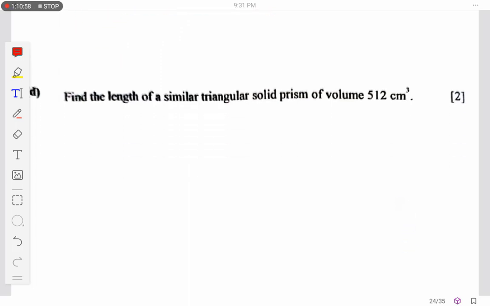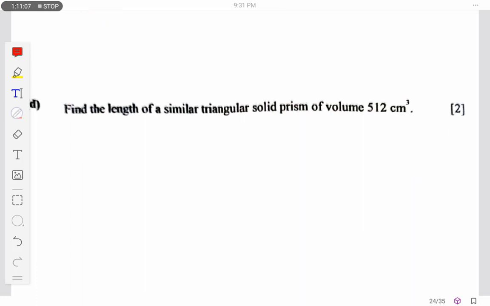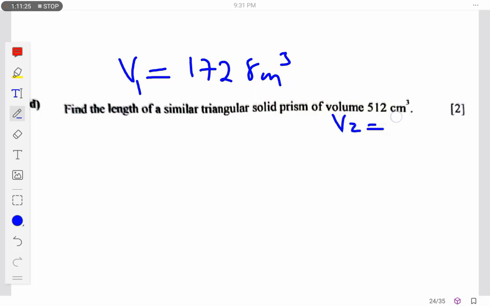They are saying find the length of a similar triangular prism of volume 512. So you find out the volume of the shape that we are looking at was, so I'm going to say my volume 1 was equal to 1728 centimeters cubed. Yet this volume, which is volume 2, is equal to 512 cubic centimeters. So what I can do, these are similar solids. I have to find their scale factor.